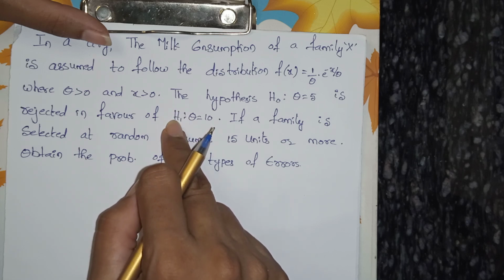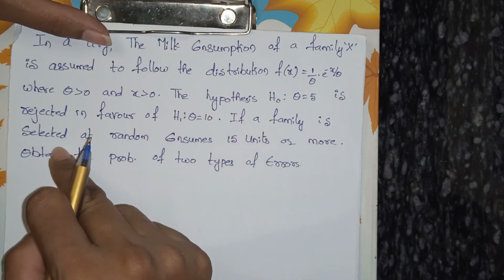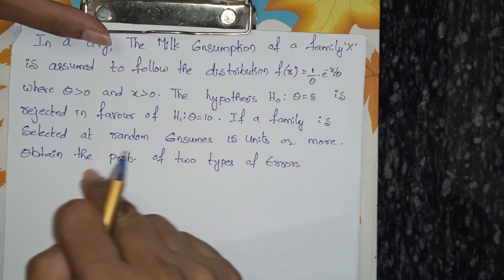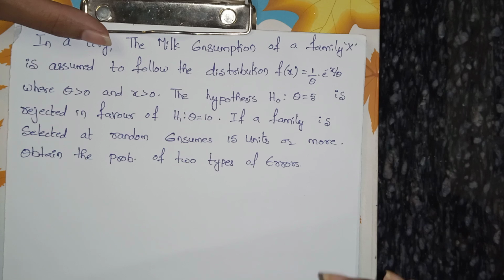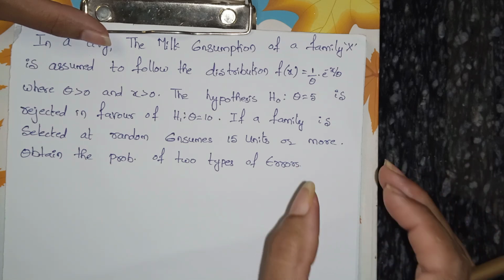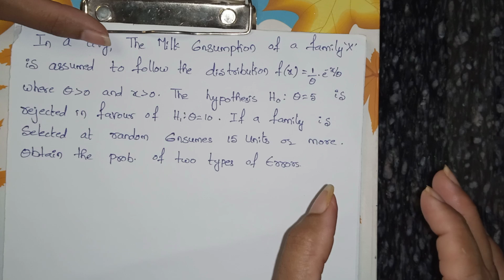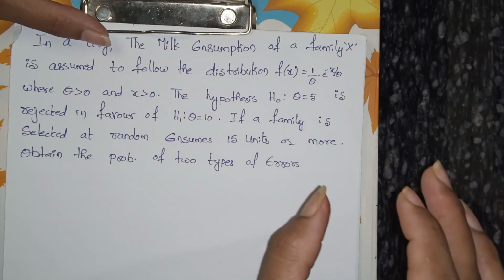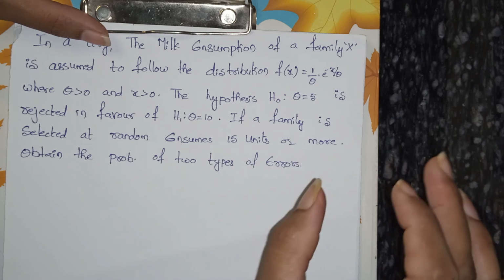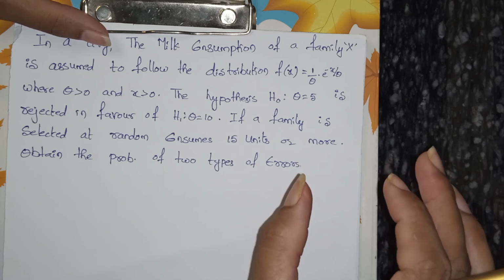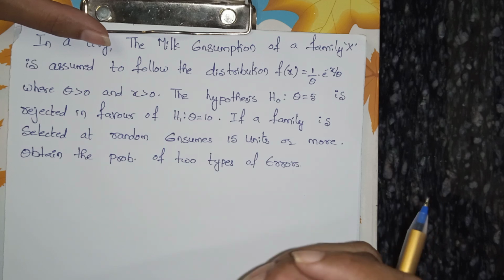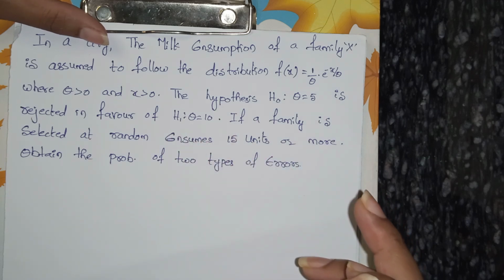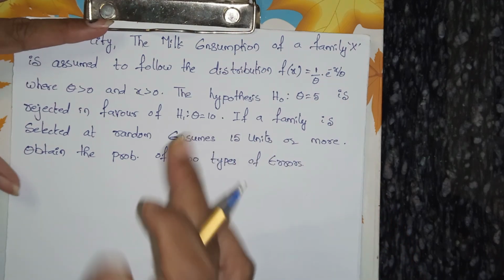H1 is the alternative hypothesis. If a family is selected at random and consumes 15 units or more, obtain the probabilities of the two types of errors. They selected one family, and what is the probability that it consumes 15 units or more? You find out the types of errors, taking theta values 5 and 10. Okay, let's see.